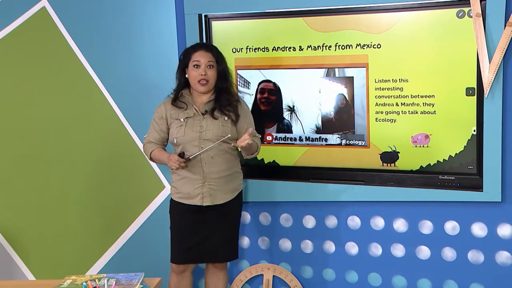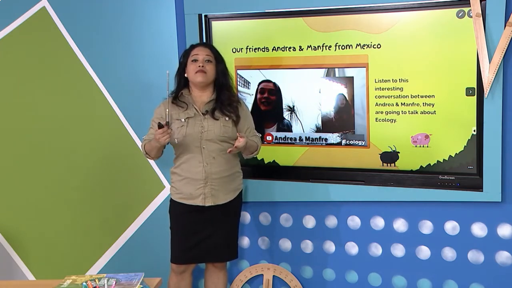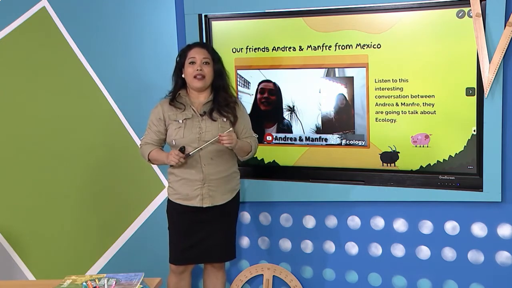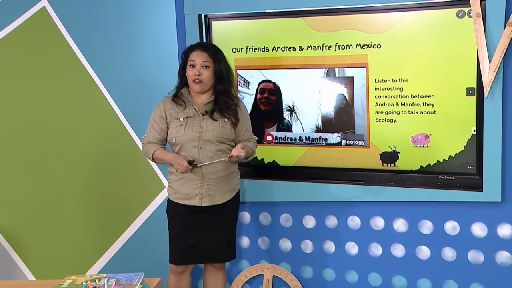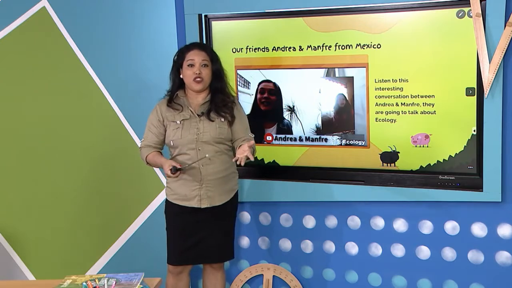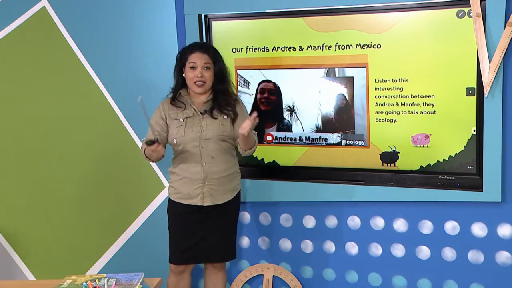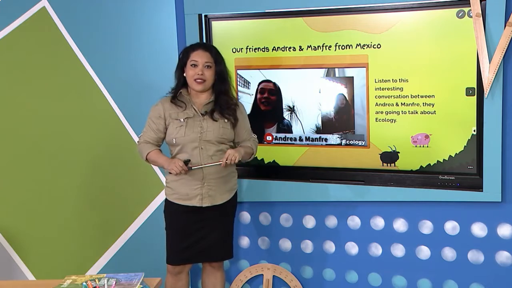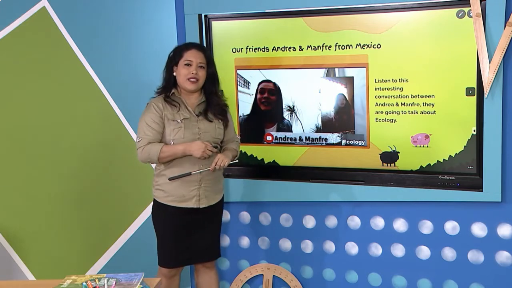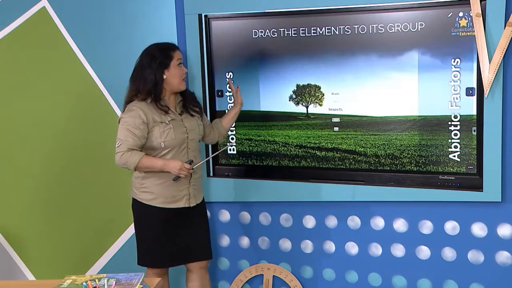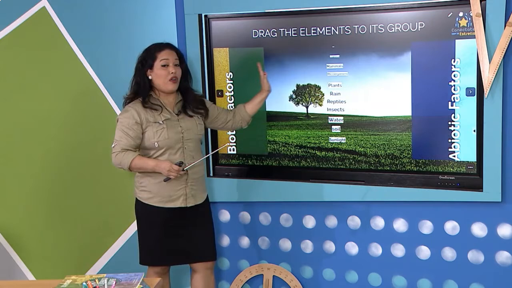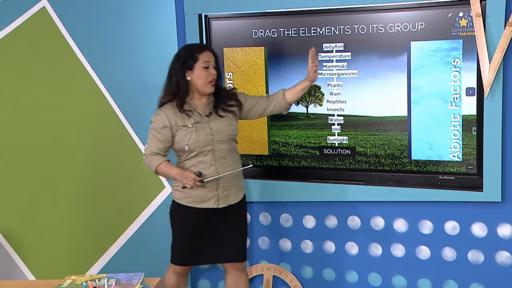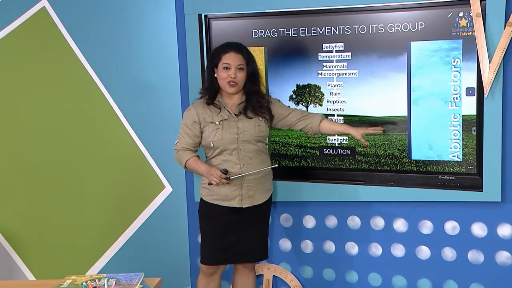For example, temperature, luminosity, salinity, sunlight, etc. And chemical agents like different gases, minerals, nutrients, present in the earth, water, soil, etc., in the ecosystem. So let's practice. You are going to drag the elements to each group, which are biotic and which are abiotic factors.